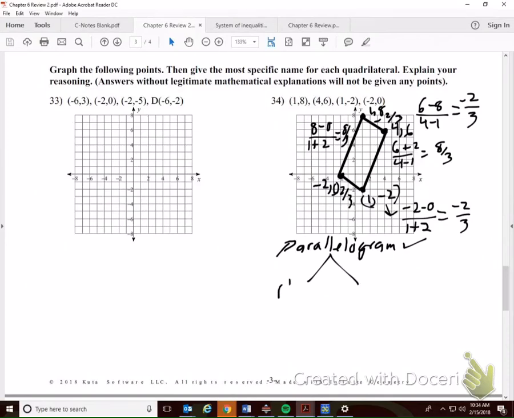So now what we really need to do is figure out whether it is a rhombus, a rectangle, or both, and it's a square. Well, we're looking at the slopes. We see the slopes are negative 2/3 and 8/3. Those are not perpendicular slopes.